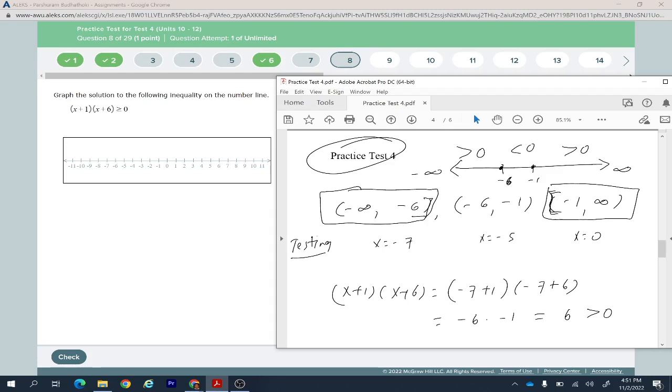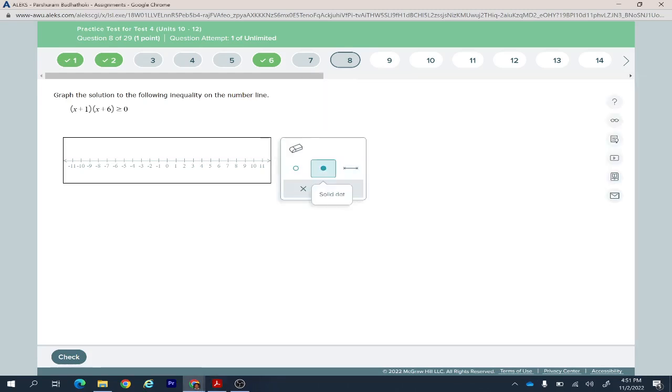So these are the intervals where the function would be either positive or 0. So we have to plot that at -1, at -6, and then from -6 to this side, and from -1 to this side. So that's my answer. You see?